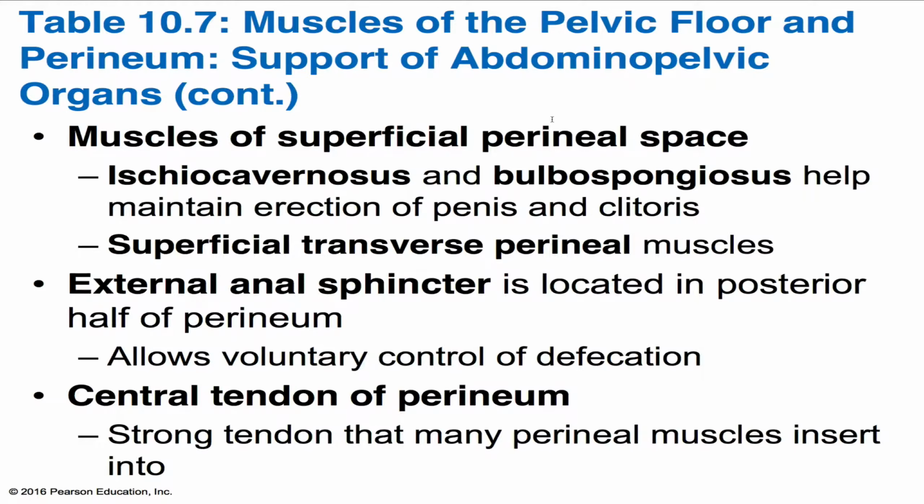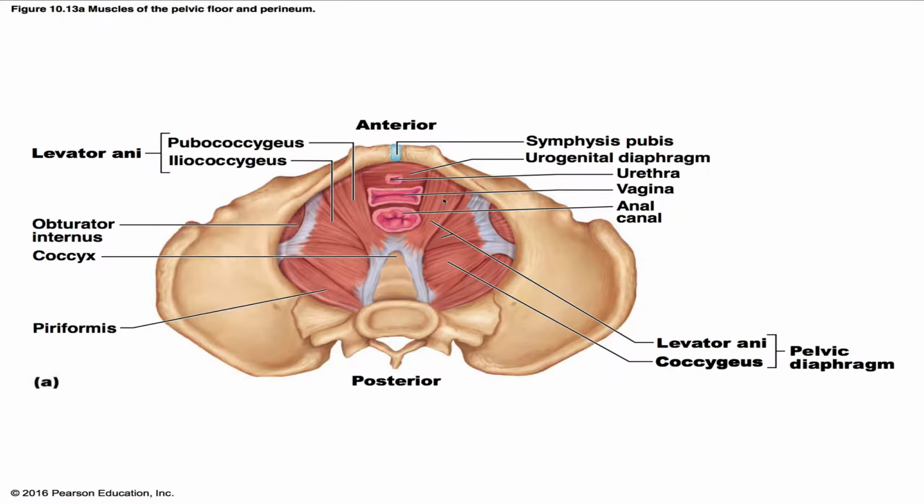Now, just anterior to this, we have the central tendon of the perineum. This is a strong tendon into which many of the perineal muscles insert. So the Levator ani muscles and the Coccygeus muscles make up the pelvic diaphragm. Let's start off by looking at this first muscle here, the Levator ani.